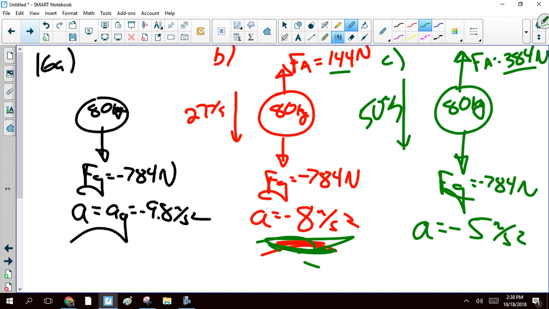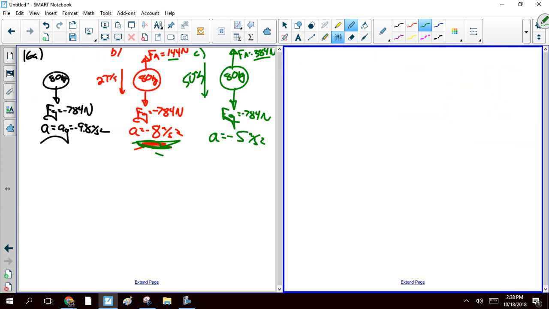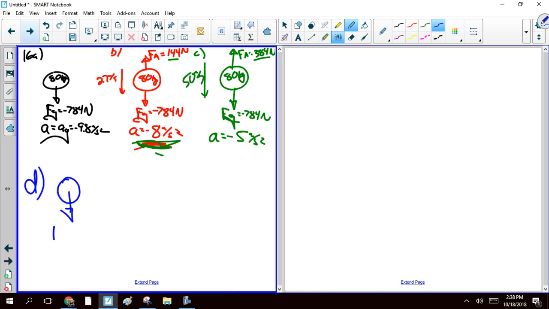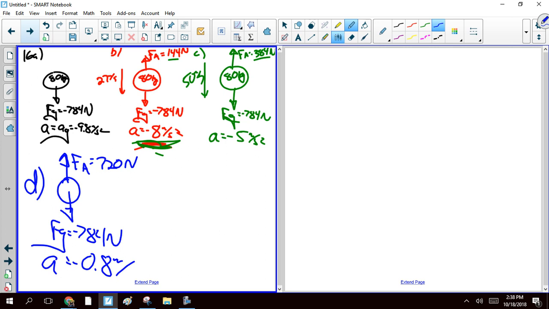So what that means is by the time you get to part D, gravity's still pulling down with negative 784. Air resistance is very big now because he's had all this time to speed up. It's 720. The acceleration, if you figure it out, is negative 0.8. But the point is, he's still speeding up. And as he goes faster and faster, the air resistance gets bigger and bigger, until something important happens.